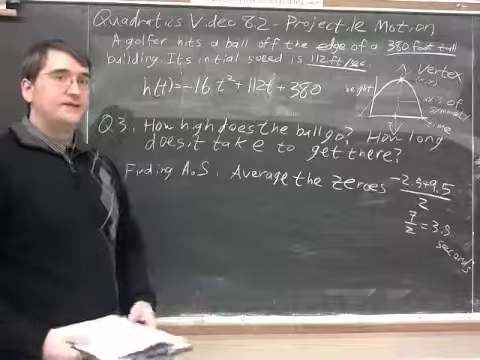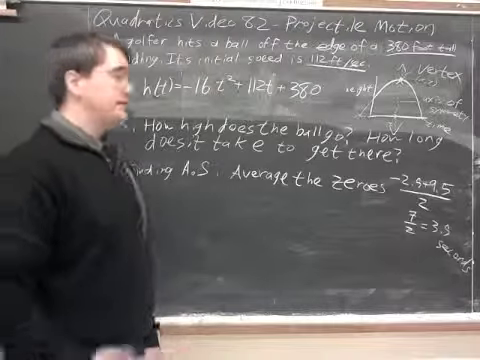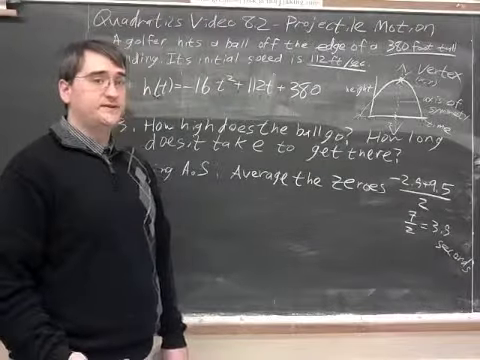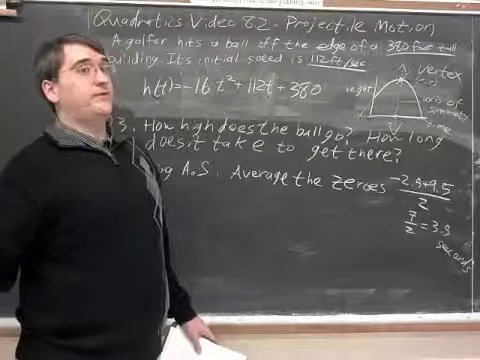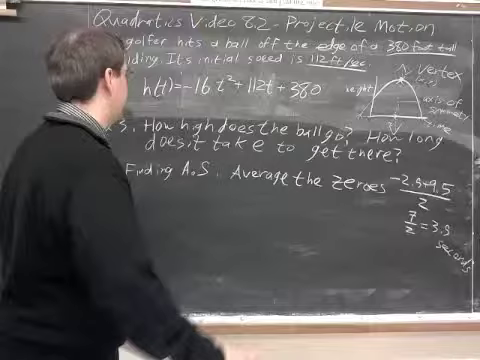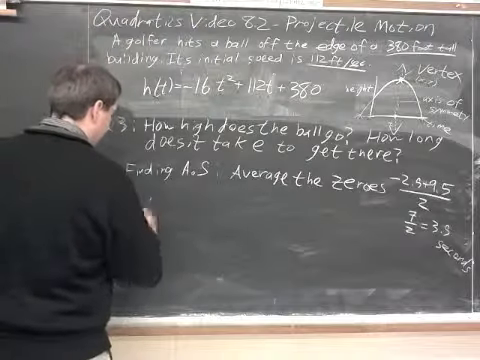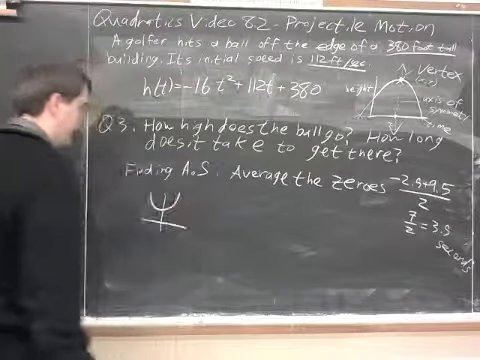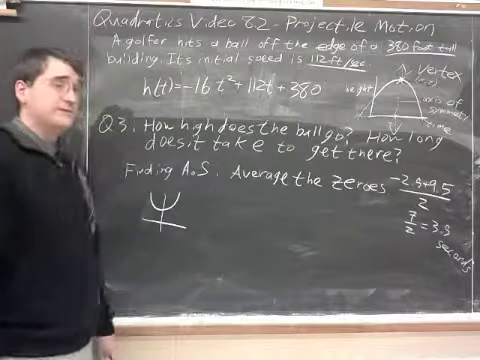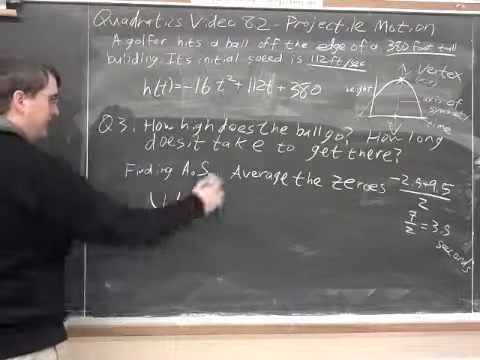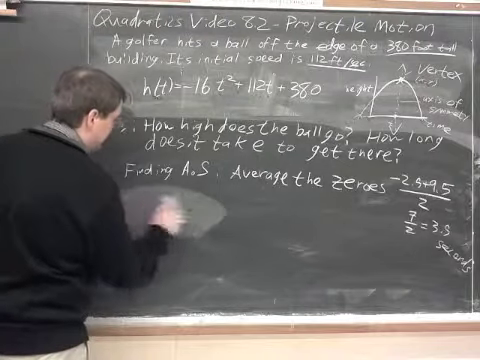Sometimes, though, this is not a terribly convenient thing to find. Sometimes the zeros are really tricky to find. Sometimes you can't find them at all. Sometimes they don't even exist. Sometimes you have a parabola that doesn't even have any zeros, like a graph that looks like that. Clearly, there's still a vertex to that graph. There's still an axis of symmetry. So we need another way to find the axis of symmetry in those cases.